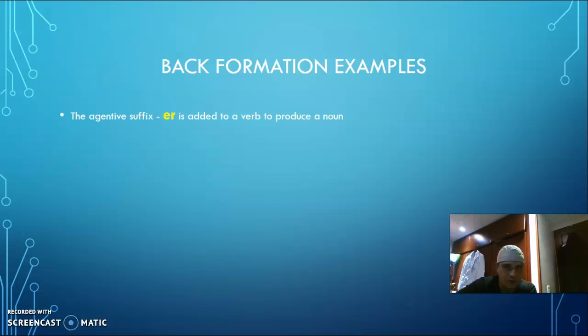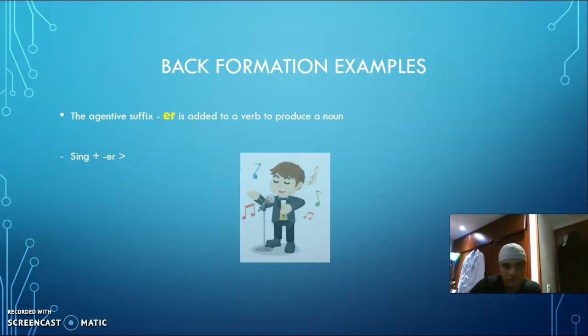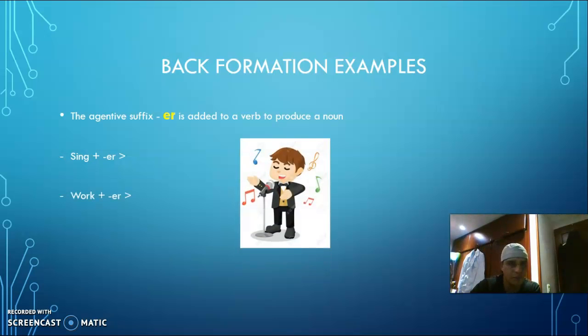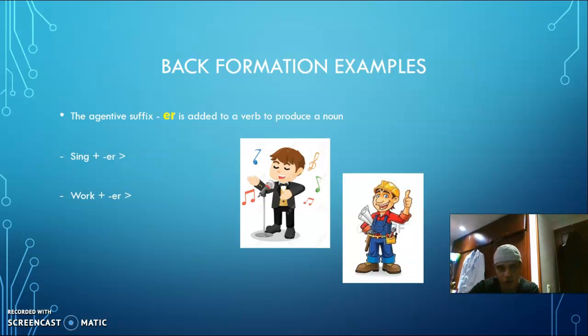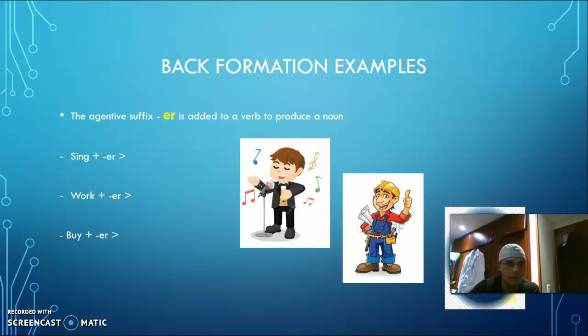In some examples of back formations, we have here the agent suffix -er is added to a verb to produce a noun, as in sing, singer, work, worker, or buy, buyer.